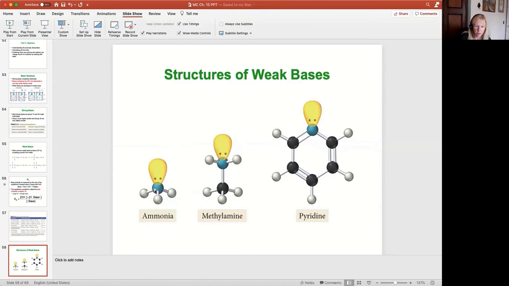So this blue is the nitrogen. This just shows that this nitrogen, because it has this lone electron pair here, can act like a Lewis base donor and pull a hydrogen off of water.